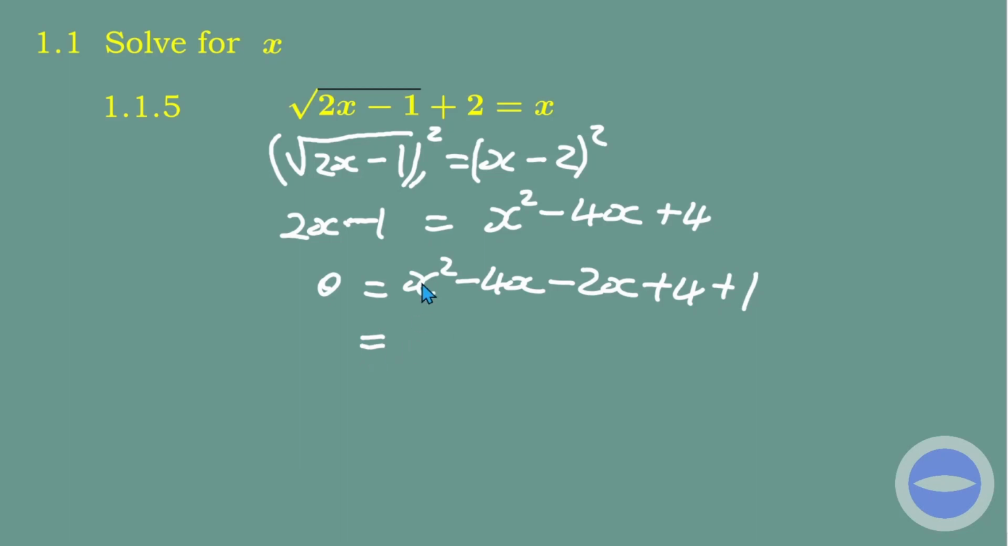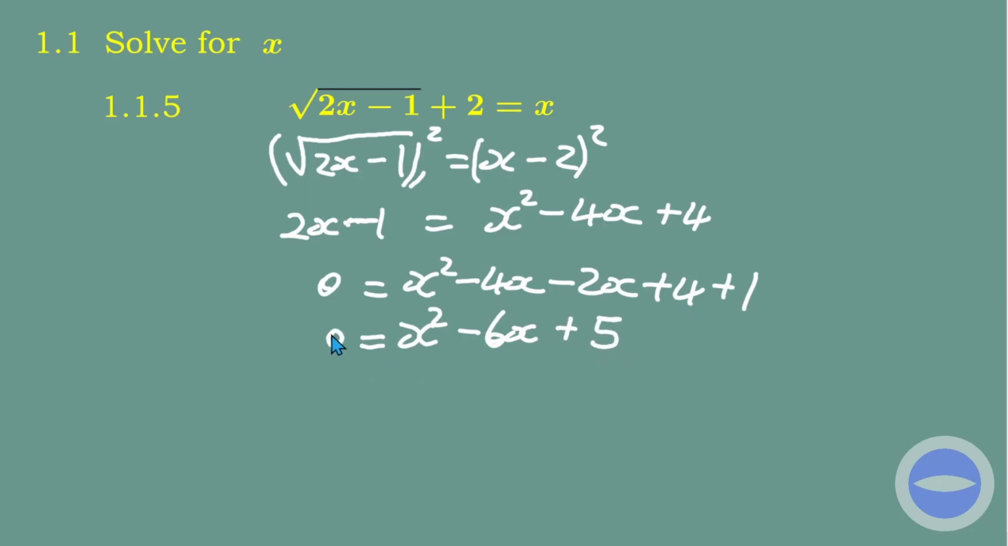Then I add like terms. I have x squared, and then minus 4 minus 2 will give minus 6x, and then 4 plus 1 will give positive 5.